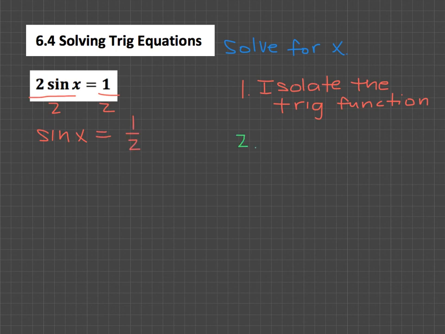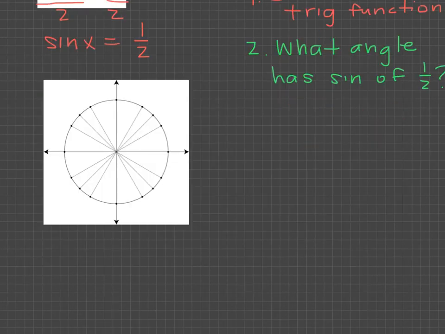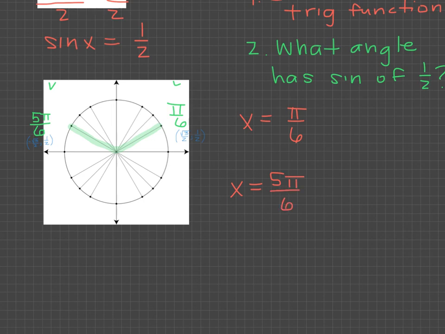Now we want to ask ourselves what angle x has sine of 1/2. Because it's sine and because 1/2 is positive, we are looking for angles in quadrant 1 and quadrant 2. Also because it's sine, we are looking for associated points to angles that have y coordinate of 1/2. Those are the angles pi over 6 and 5 pi over 6. So we get x equals pi over 6 and x equals 5 pi over 6. Those are just 2 of the actual infinite number of solutions for x.